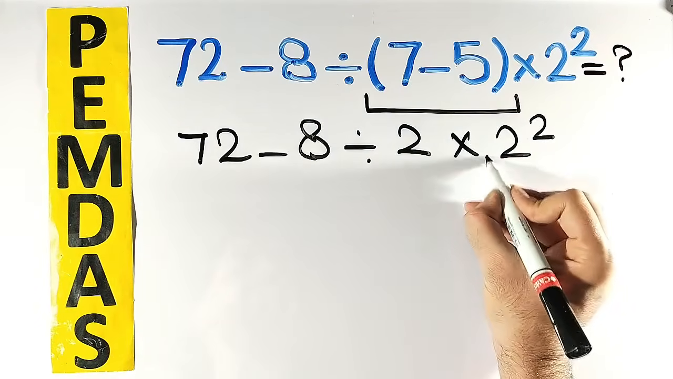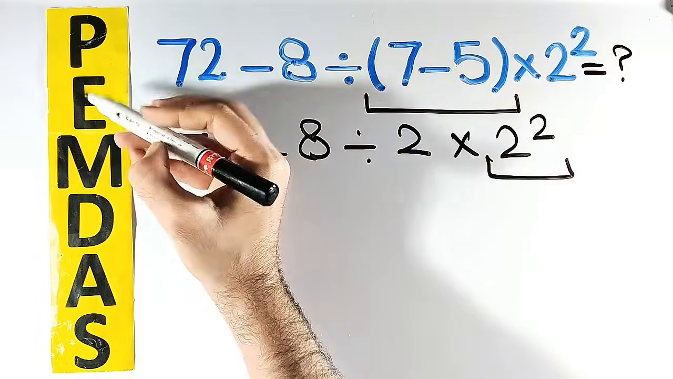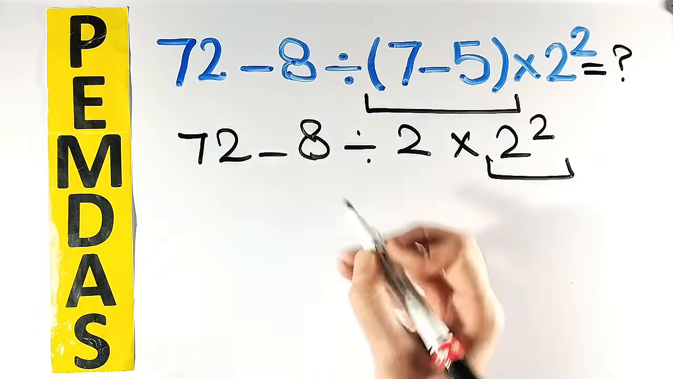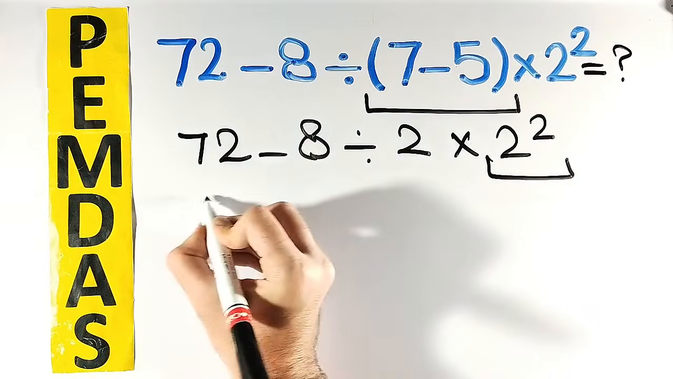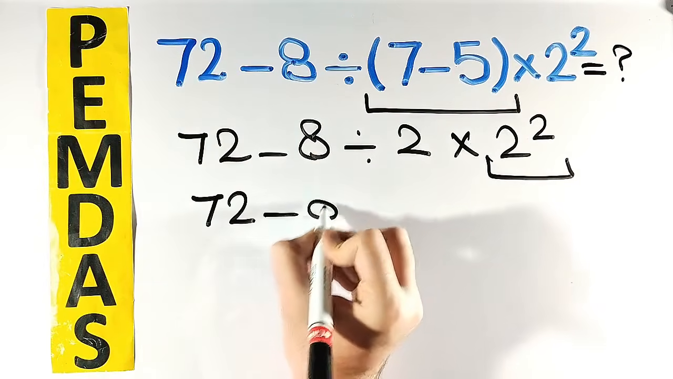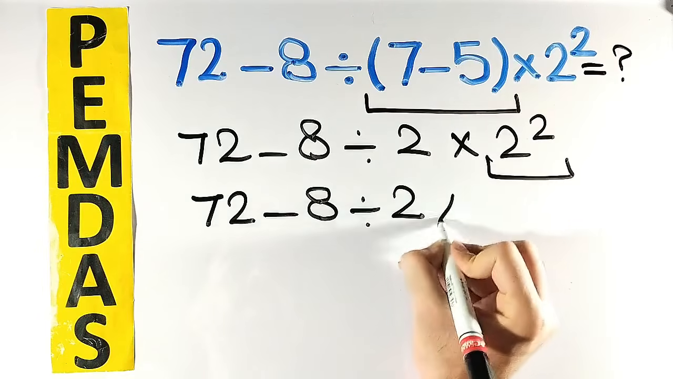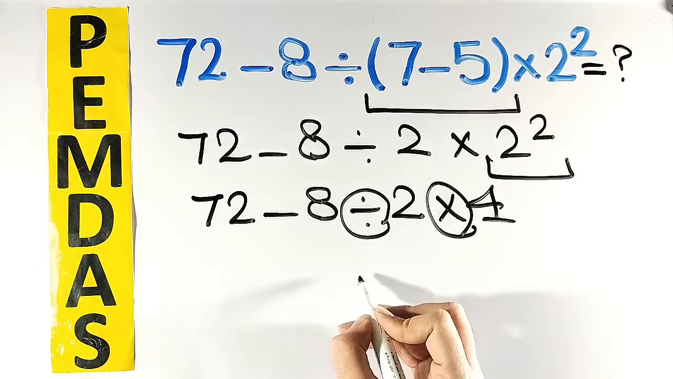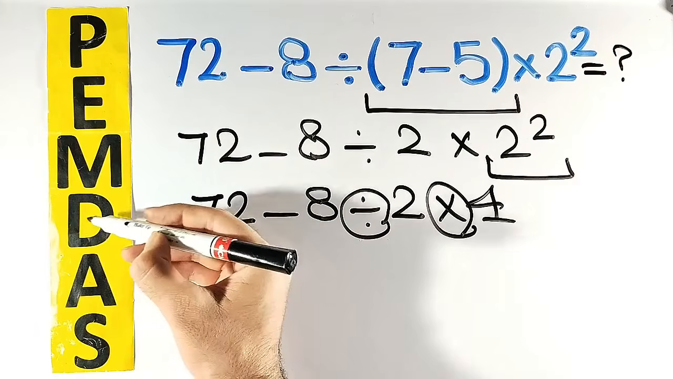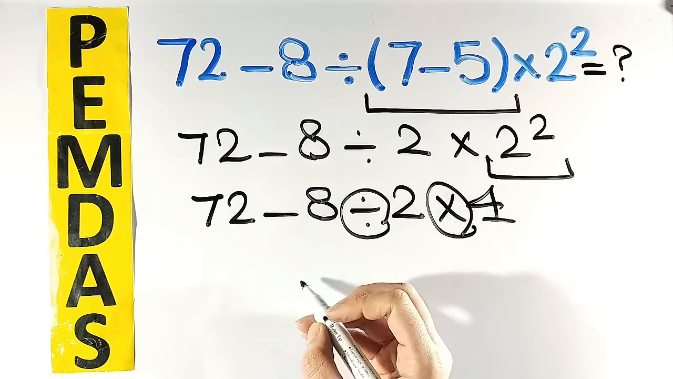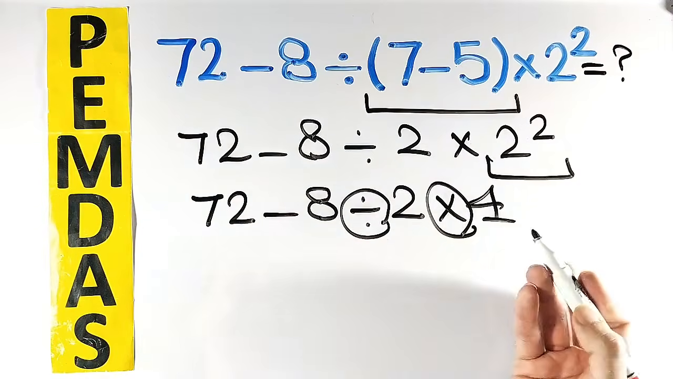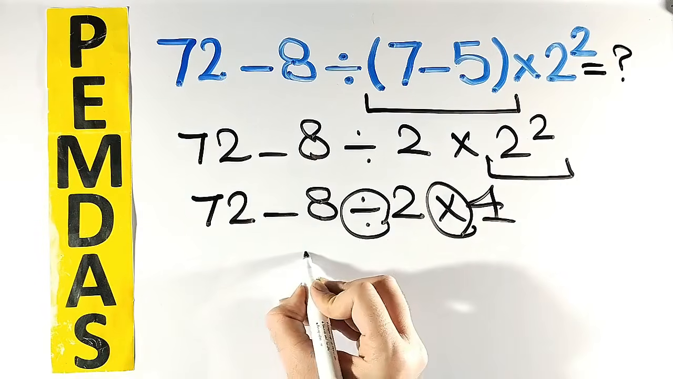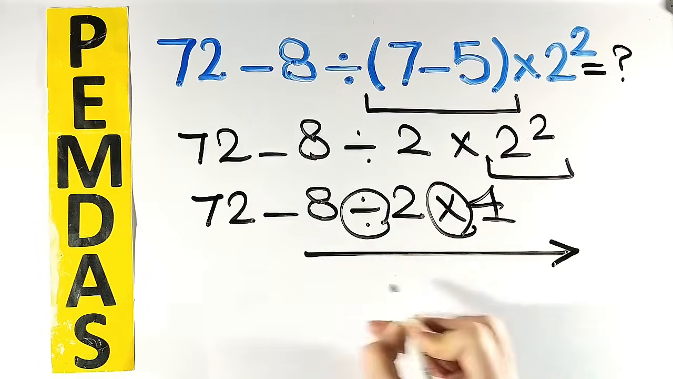In the next step, we go for the exponent because in the PEMDAS rule, after parentheses, exponent has a higher priority than the other operation. So, we rewrite this expression as 72 minus 8 divided by 2 multiplied by 4. Then, we go for the division and multiplication because multiplication and division have a higher priority than subtraction. However, we must pay close attention that multiplication and division have the same level of priority, and we must perform these two operations from left to right.